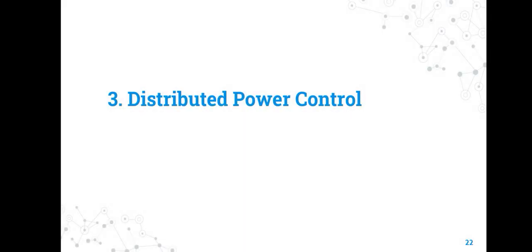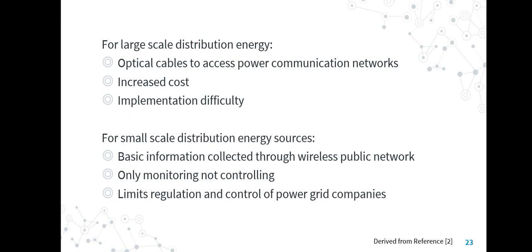The third application of 5G technology is that it is applied to distributed power control. We could see how large scale and small scale distributed energy is carried out right now. For large scale distributed energy, we could use optical cables, but it has an increased cost, and their implementation is also difficult. For small scale distributed energy sources, we could collect the basic information by wireless public networks, but we could only monitor the information using this. We cannot control it.